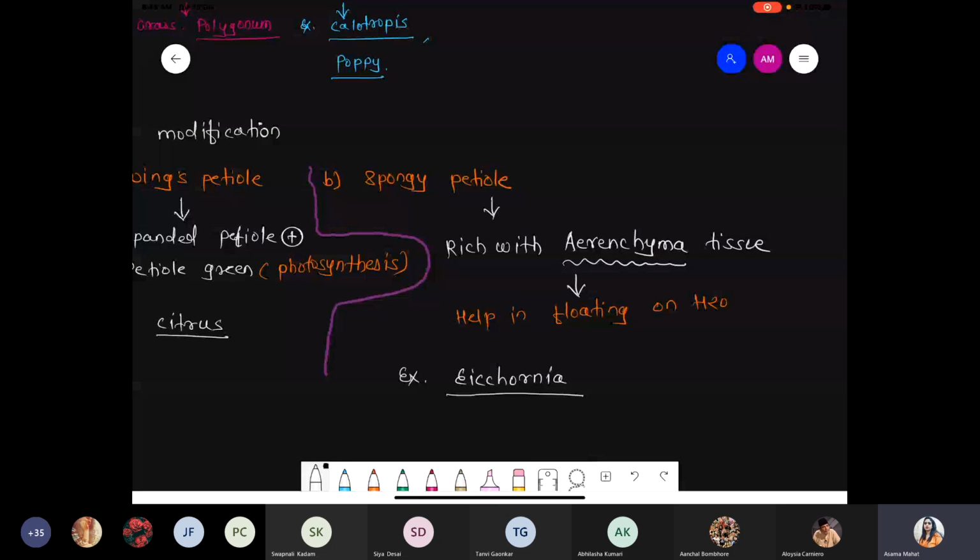Okay, done. Just quickly check, these are the two modifications which come under the petiole, winged petiole and spongy petiole.